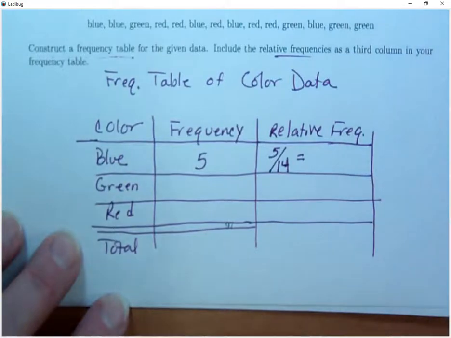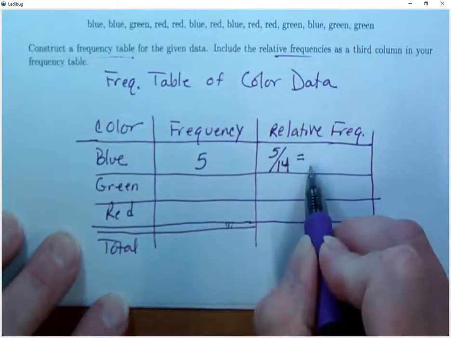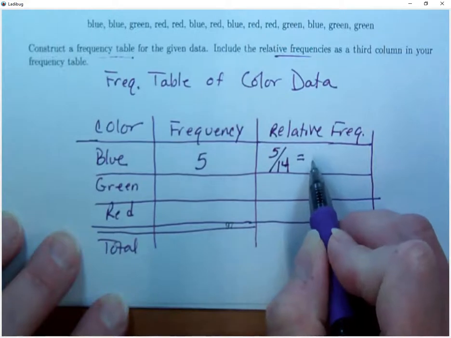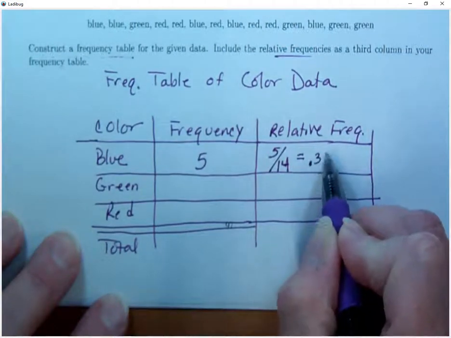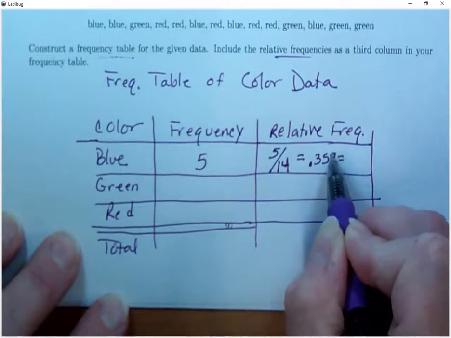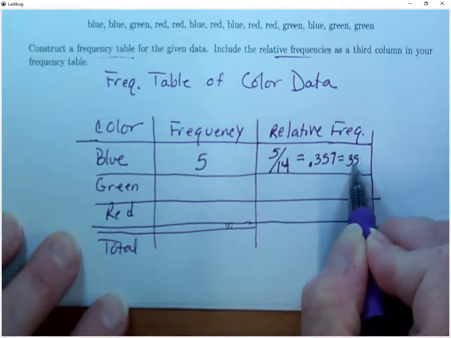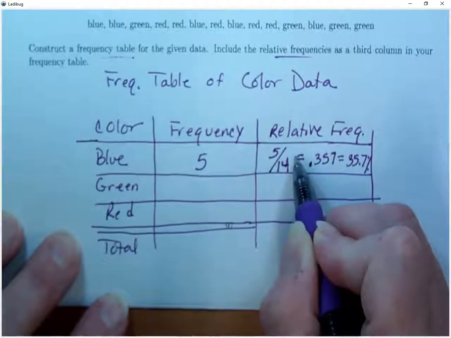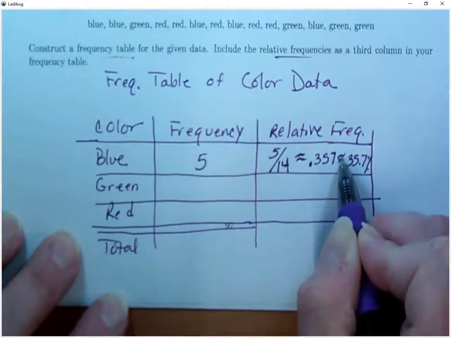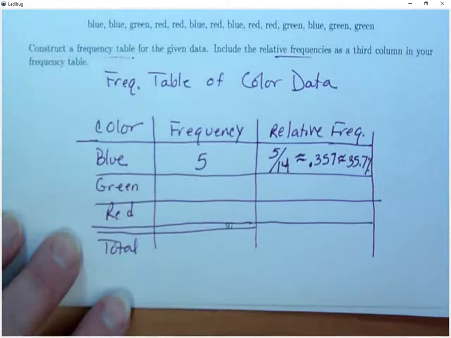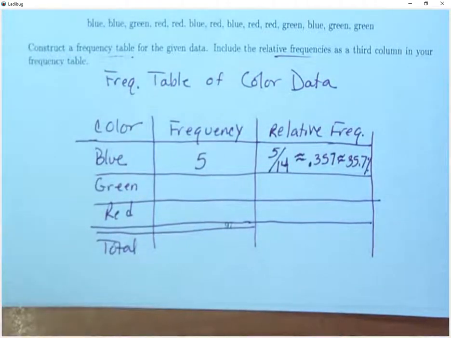a decimal, which I get 0.357, so on and so forth. So I could just write it as 0.357, or I could write it as 35.7%. And this is really approximate, we don't need to worry too much about that, but just so you know, we are rounding. So go ahead and stop the video and I will finish this up while you're working on that.